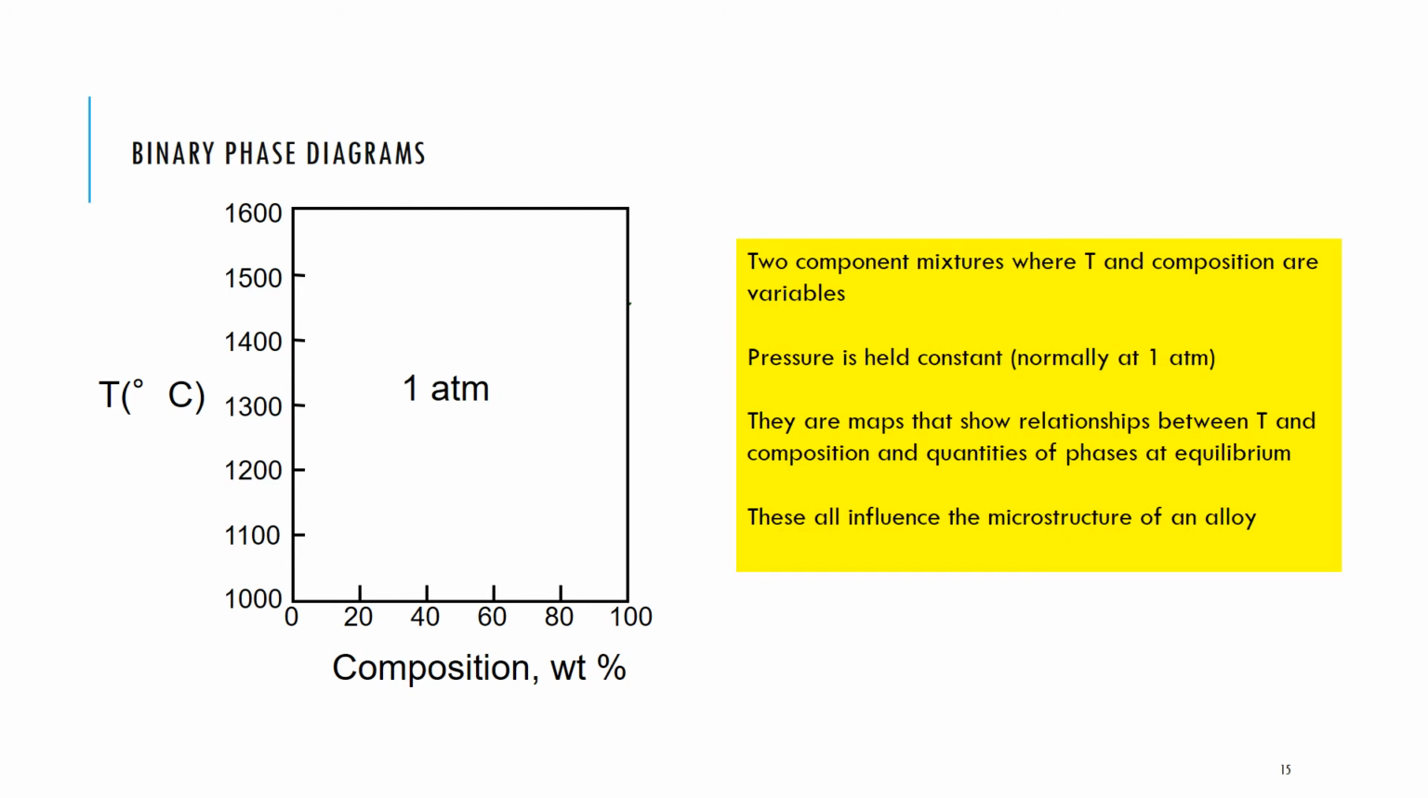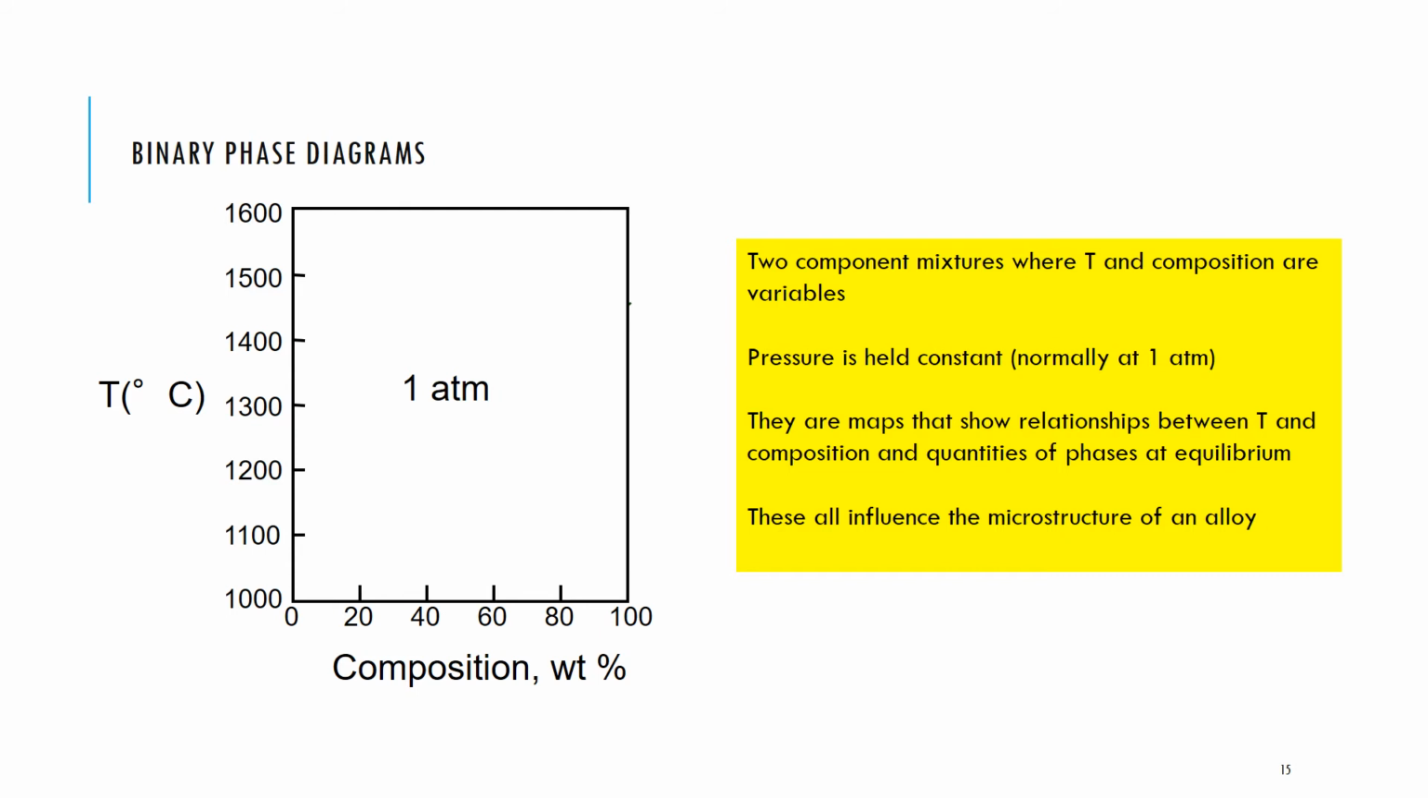Now, the next phase diagram we've got to consider is the binary phase diagram. So this is where we have two components, okay, a mixture of two components. And here we hold the pressure constant, and my y and x axis are temperature and composition. So composition of one of the components, right? Because clearly we've got a two component system, A and B. If I change the composition of A, I can calculate very easily the composition of B.